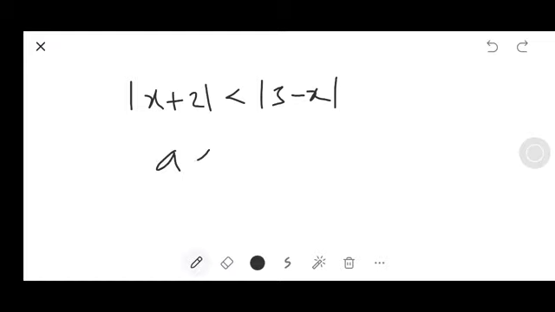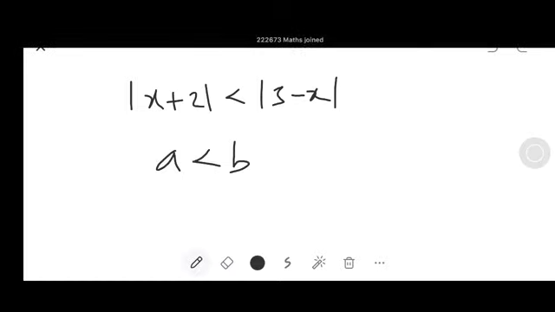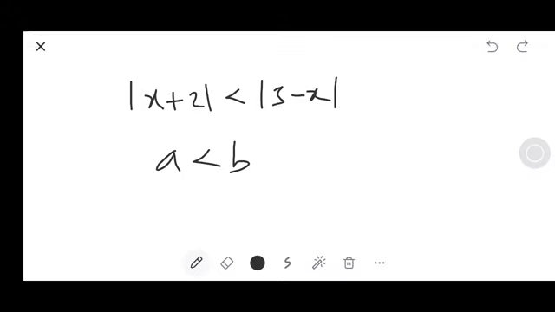When a is less than b, you don't just go ahead and say square both sides. There is a condition to which we can square both sides of an inequality. Okay, and the condition is simple. What you want to square, both of them has to be greater than 0. If it is less than 0 or 0, then it is nonsense. So you can only square both sides of an inequality when you are sure that those two things are positive.